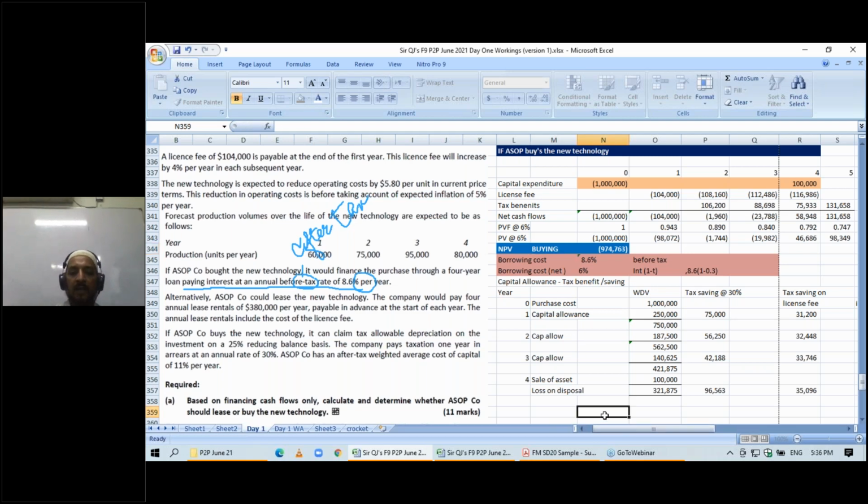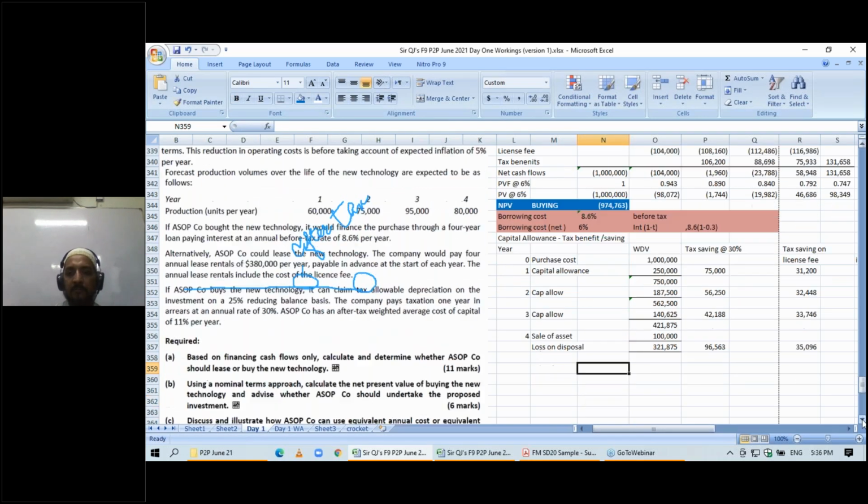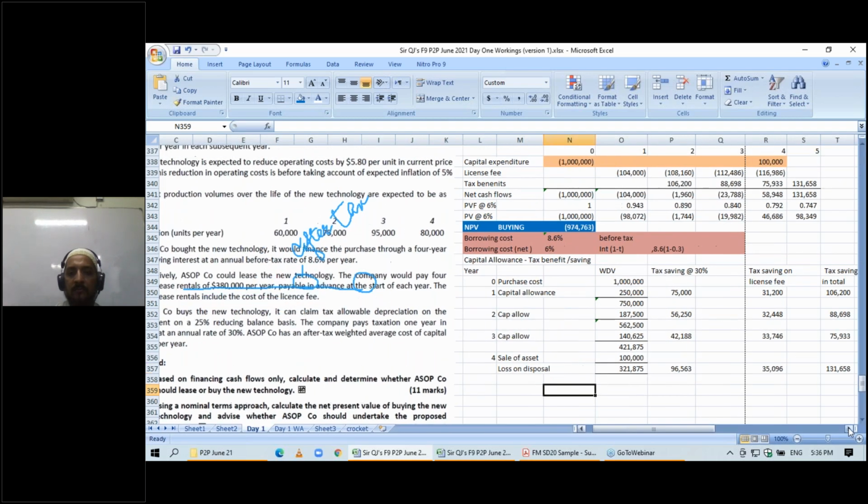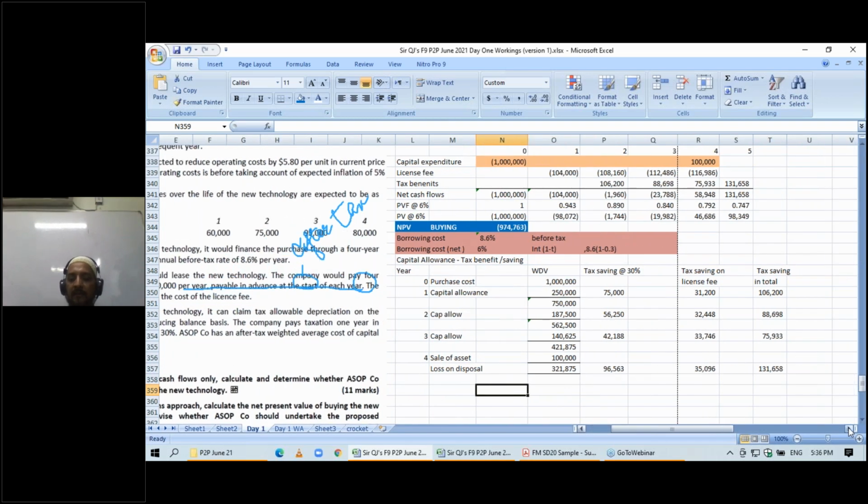Okay, now let's move on to the leasing option. So I'm giving you 2 minutes time to note it down. So please complete it first. Then I'll move on to the leasing option. Leasing option is a shorter one.